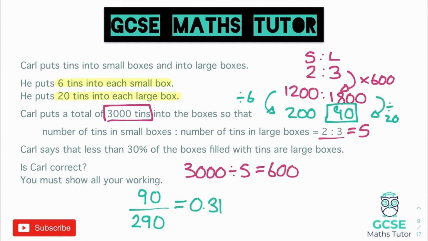0.31, and there are some more decimals there. I'm going to keep that as 0.31 because if we were to turn that into a percentage, that would already be 31%. So if that's already 31%, we already know that Carl's statement is incorrect, because he says that less than 30% are large boxes. So actually, it's 31%, and there is a little bit more after that, but actually we would say no, Carl is not correct, because it's over 30%. So we would make that statement, no, Carl is not correct.